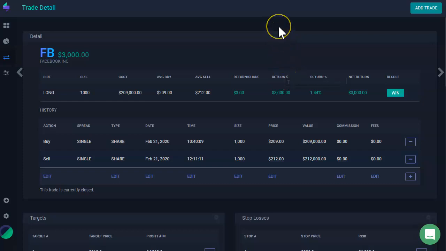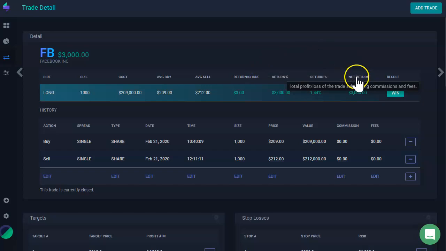Return dollar, so this is gonna tell me how much did I make before commissions on this trade in total. Okay, return percentage is how much did I make on this trade percentage wise based on my initial investment. Okay, now net return is gonna be similar to a return dollar, but it's gonna add the commissions.